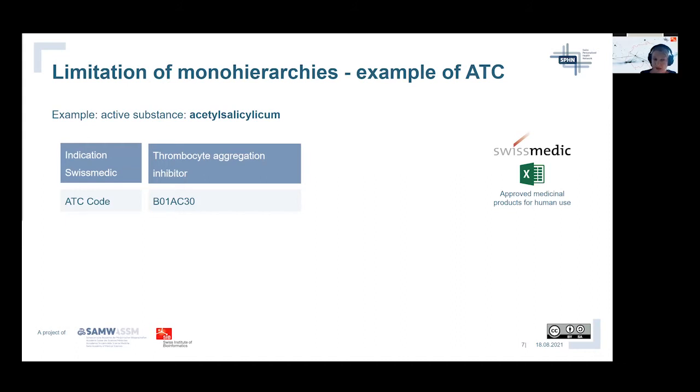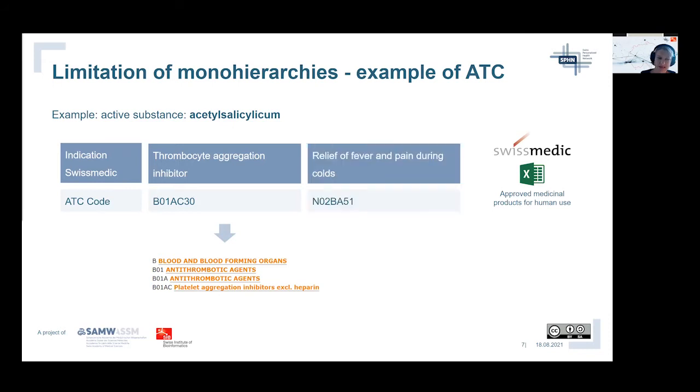B01AC30. But I also find it, and here you see just for the completeness what it means in the hierarchy of ATC. And I find it as well for another indication, the relief of fever and pain during colds. You probably all took it for that reason. And here we have another ATC code to identify exactly the same substance. And the reason for that is that we have a hierarchy in ATC that is according to indication. So the first one is targeted on the blood and blood-forming organs, and the other indication is targeted to the nervous system. So keep that in mind when we later come to polyhierarchies.